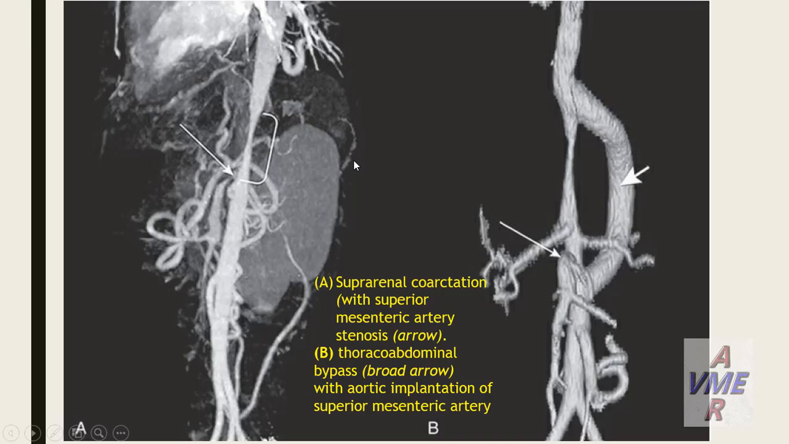We have in the second picture thoracoabdominal bypass with aortic implantation of the superior mesenteric artery. So this is the suprarenal coarctation, stenosis of the superior mesenteric artery, bypass, and the reconstruction for the superior mesenteric artery and implantation into aorta.